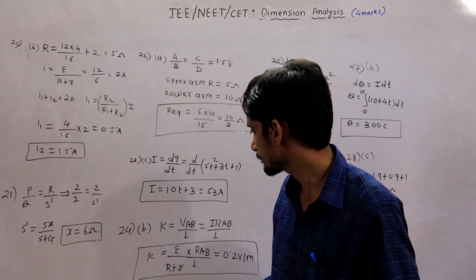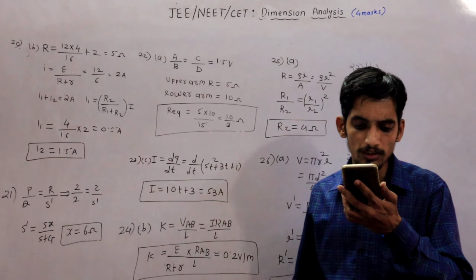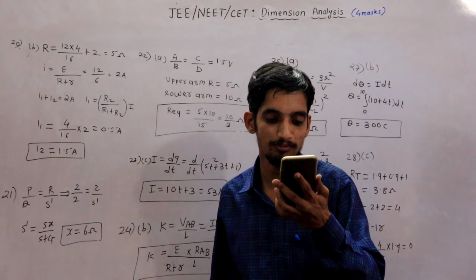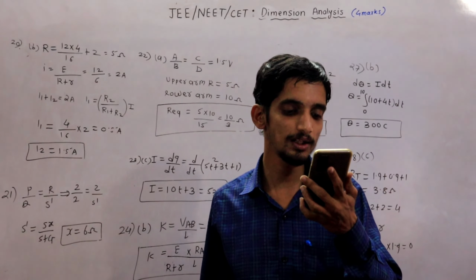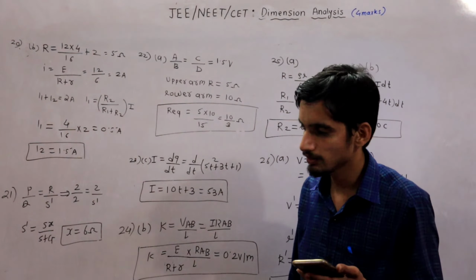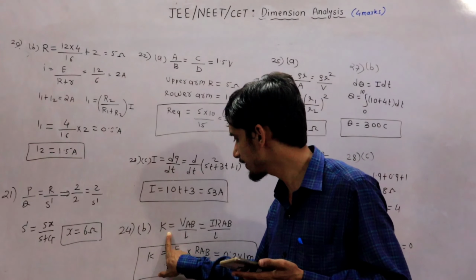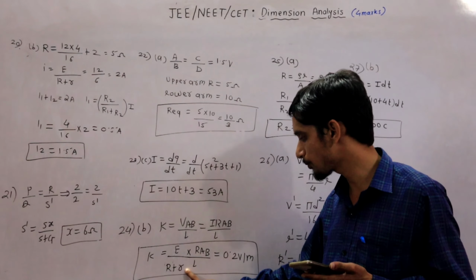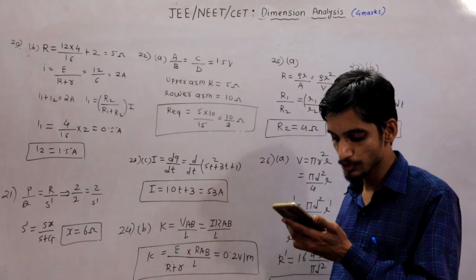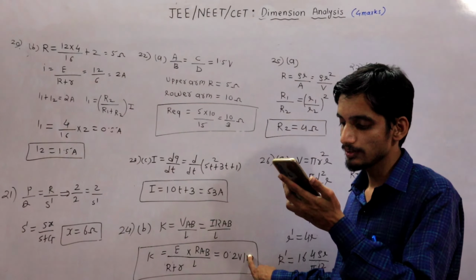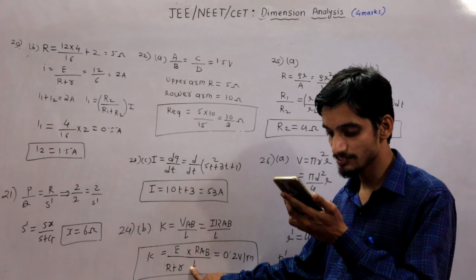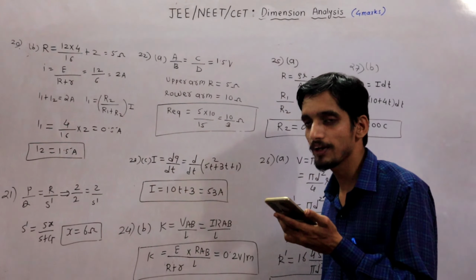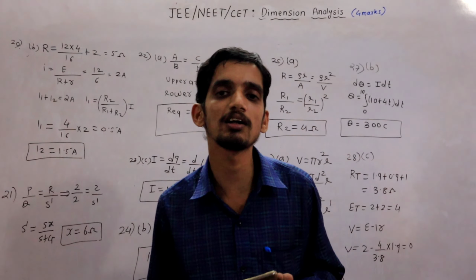Then question 24: a 10 meter long wire of resistance 20 ohm is connected in series with a battery of EMF 3 volt and resistance of 10 ohm. Find the potential gradient along the wire. Now listen here, potential gradient K is VAB by L, which is I into RAB by L. Now I is E by R plus small r, into RAB by L. If you substitute all the values, L is 10, RAB is 20, and EMF is 3 volt, you get 0.2 volt per meter. So option B is the correct answer.